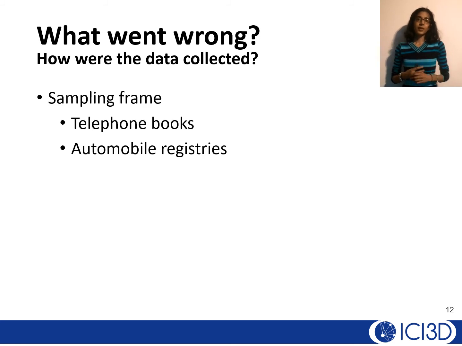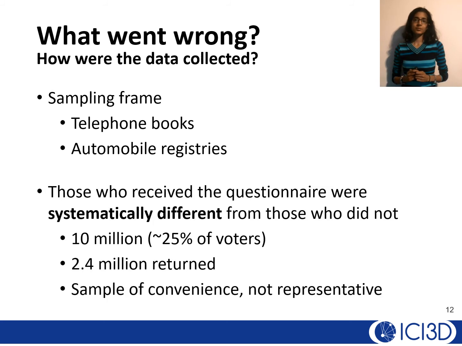The sampling frame that was used to identify persons to which to send questionnaires was based on telephone books and automobile registries. At that stage in the USA, it was only the very wealthy that had telephones and cars. So this meant that those who received the questionnaire were systematically different from those who did not. In general, they were the more wealthy parts of the voter population.